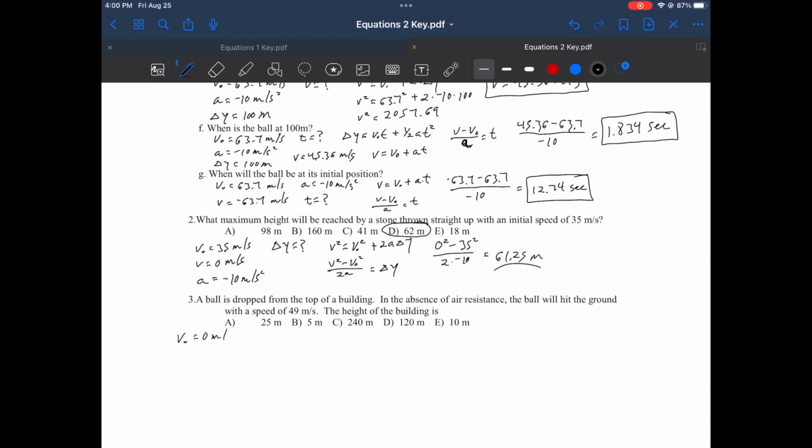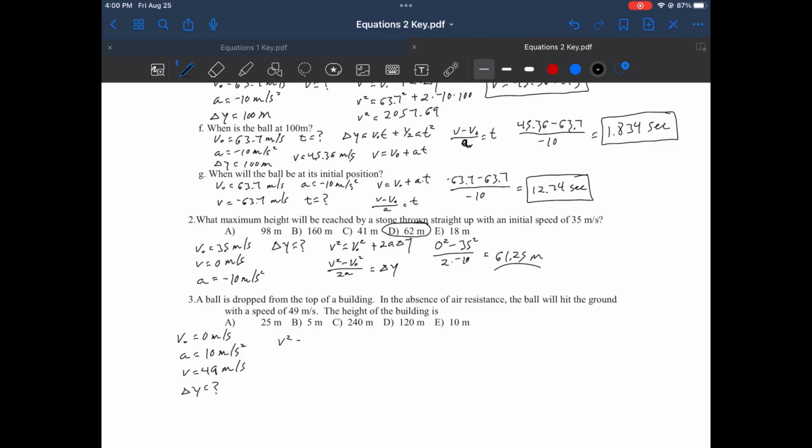Number 3, a ball is dropped. If something's dropped, the initial velocity is 0 meters per second. Now, the initial direction is downward. We're calling everything downward positive for this question, so acceleration is positive 10 meters per second squared. It hits the ground with a speed of 49 meters per second, so final velocity is 49 meters per second, and we want to know the height.